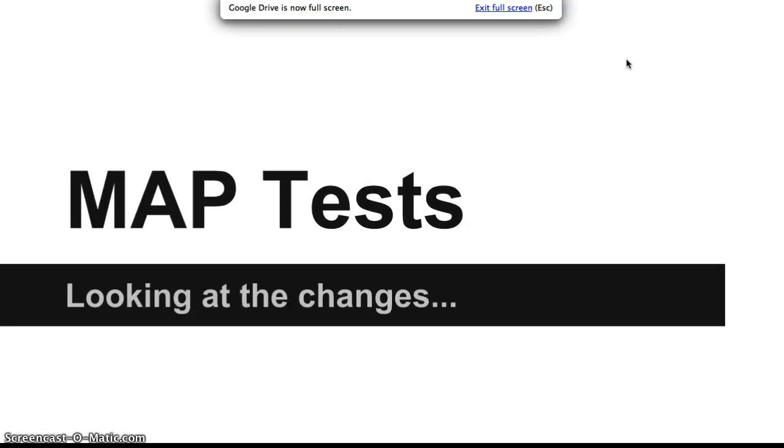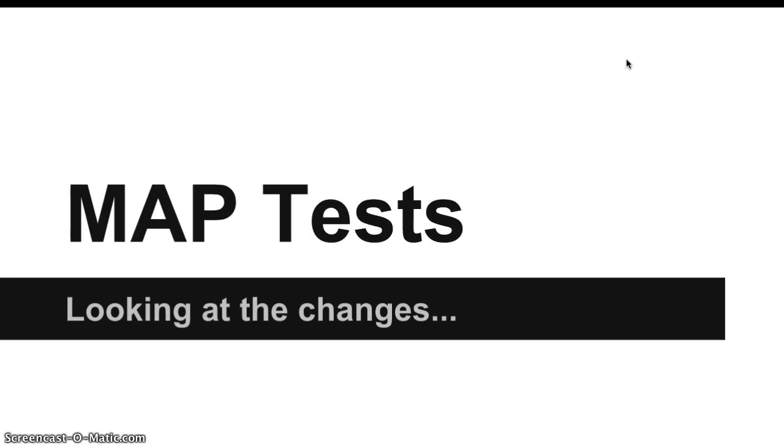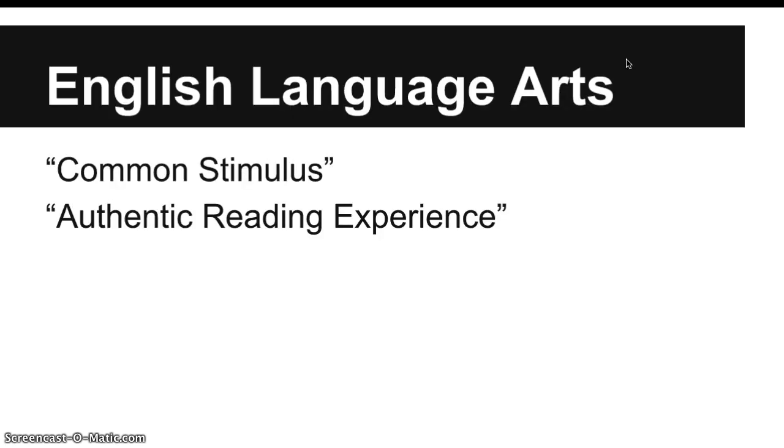Hello! Your teachers decided that we should let you know what the differences are you will be experiencing in the math test this year. So we're going to look at some of the changes. In English Language Arts, you'll be having something called a common stimulus, which means that you will have one story on the left-hand side of the screen and multiple questions on the right-hand side. But they're going to pop up one right after another. You might not even notice that the question has changed, and you'll need to pay attention closely.